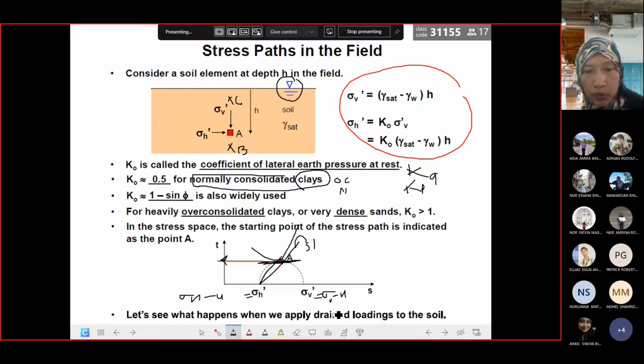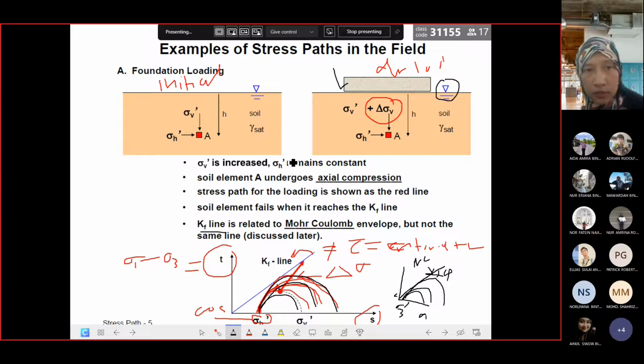Apa yang berlaku bila you kenakan beban in the drained conditions? So tadi kita tengok kan awal-awal tu at rest conditions memang water table dah ada dekat ground surface. So bila you kenakan loadings, for example here strip footing, you akan nampak the changes in the stresses and also the changes in the pore pressures. So for this case, let's say we assume that the horizontal stress or the confining stress sigma H remain constant. The changes only happen at the value of effective vertical stress.